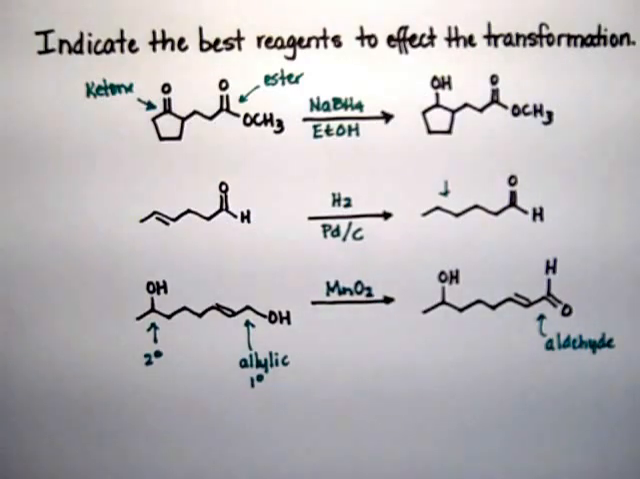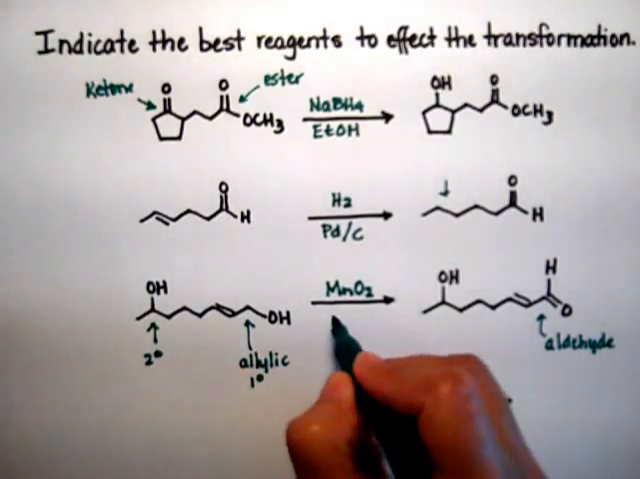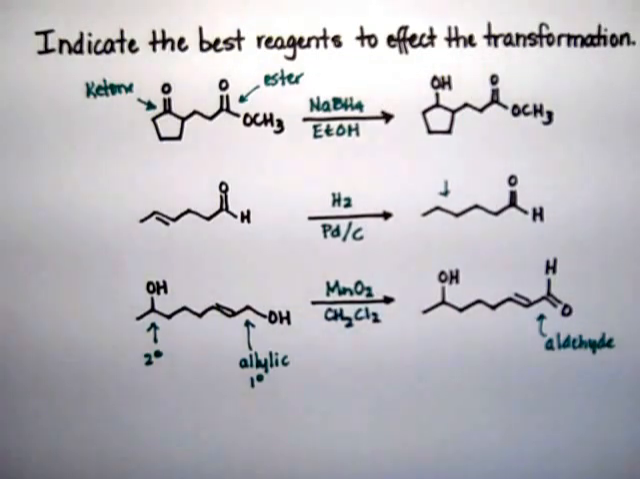Manganese dioxide is specific for allylic alcohols, and in the case of a primary allylic alcohol, manganese dioxide will oxidize it to the aldehyde. The solvent that I like to use for this is dichloromethane, so I'll always put the solvent in there.